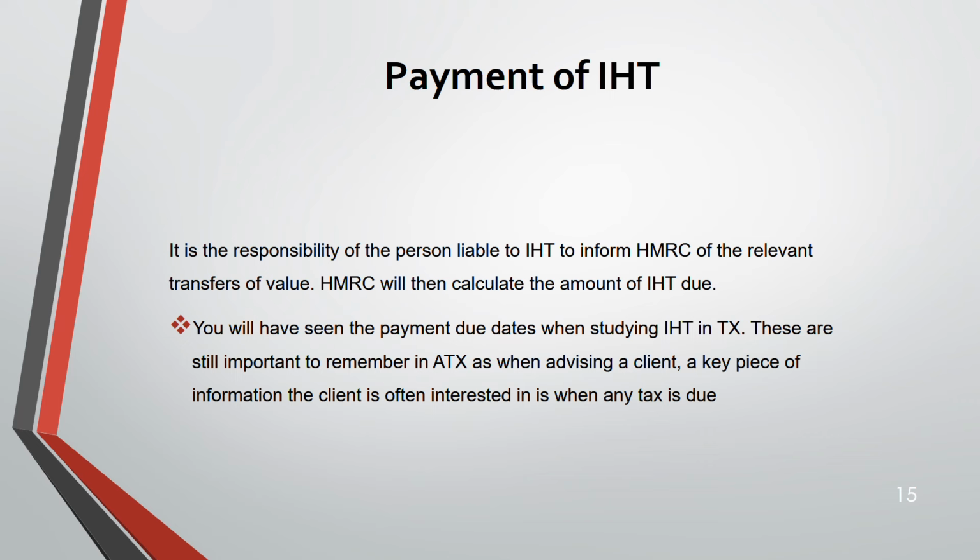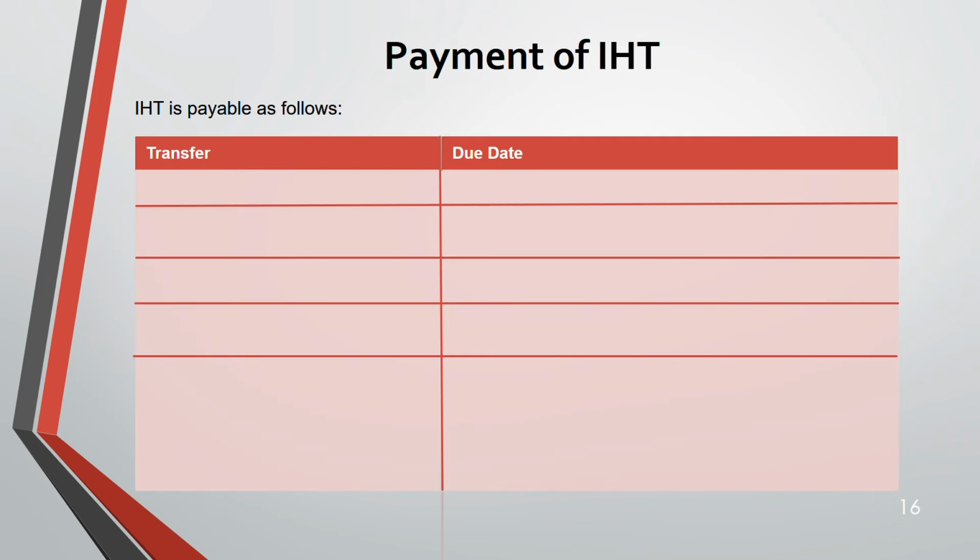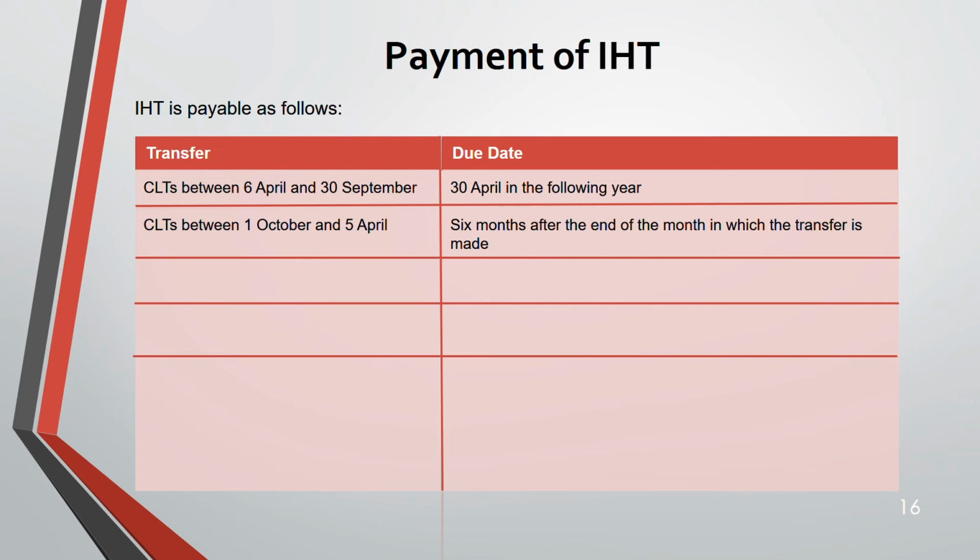Why? Because your client will be very much interested in the due dates of the tax so that they can do tax planning. Next. Now, it depends on the transfer and the due date. If the chargeable lifetime transfer is between 6th April and 30th September, the due date is 30 April in the following year. If it is from 1st October to 5th April, it is 6 months after the end of the month in which the transfer is made.